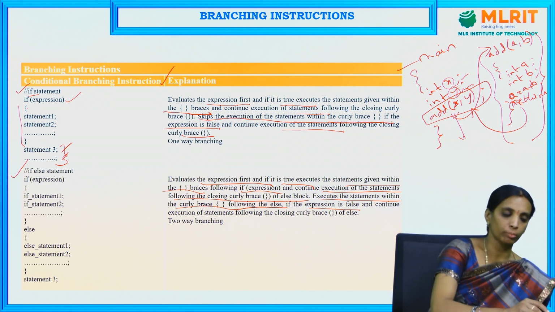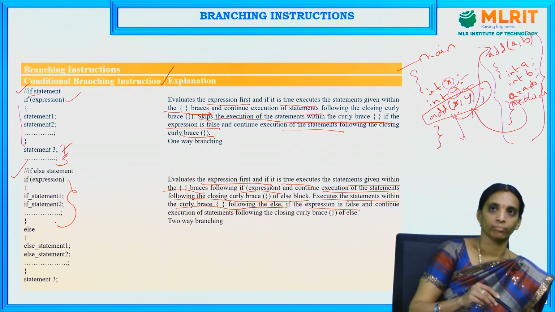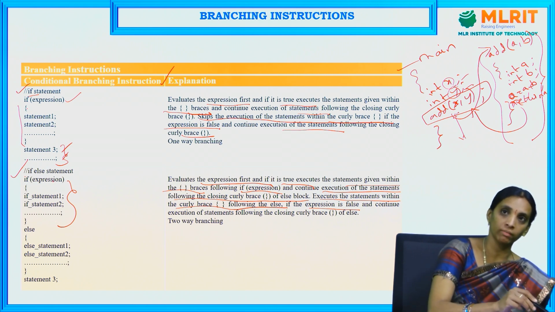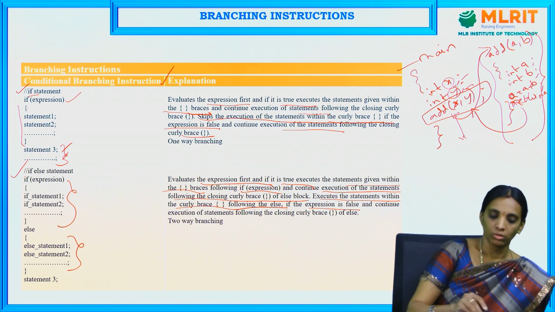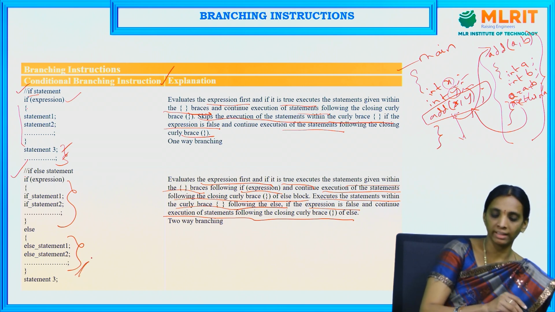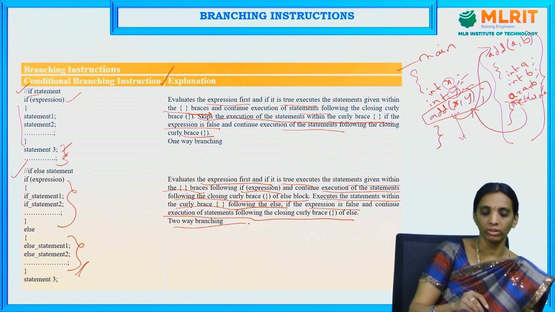So if the expression is true, it executes the statements within the if statement, and if the expression is false, it executes the statements within the else block and continues execution of statements following the closing brace of the else. So this is known as two-way branching.